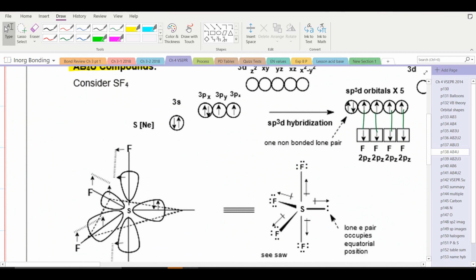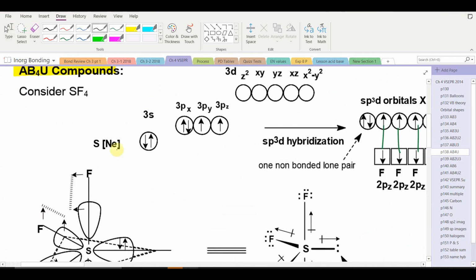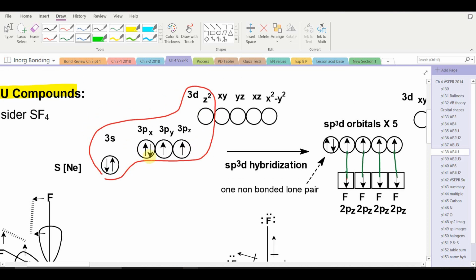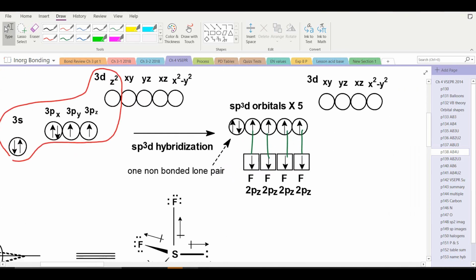So sulfur, 3s2, 3px2, 3py1, 3pz1, needs to form 5 bonds. So sulfur will mix together its s orbital, all of its p orbitals, and its 3dz squared orbital to come up with 5 new orbitals. Promoting 1 electron produces 4 half-filled orbitals. Hybridized orbitals, identical in energy, they're degenerate. sp3d, 4 of them are half-filled and overlap with fluorine to form 4 sigma bonds.